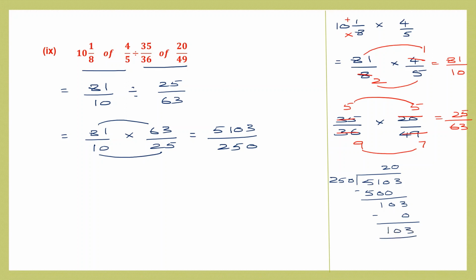So now we have to make our mixed number out of this. Our quotient is 20, which is going to become the whole number. Our numerator is 103 and denominator is 250. So what is our final answer? 20 103 by 250.